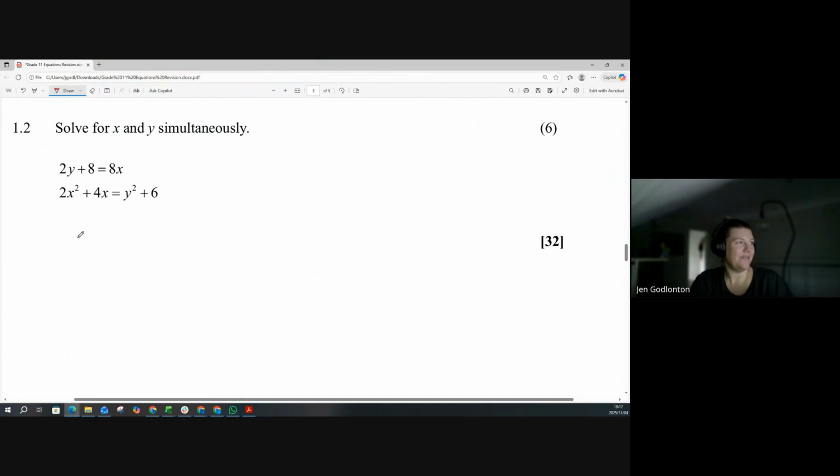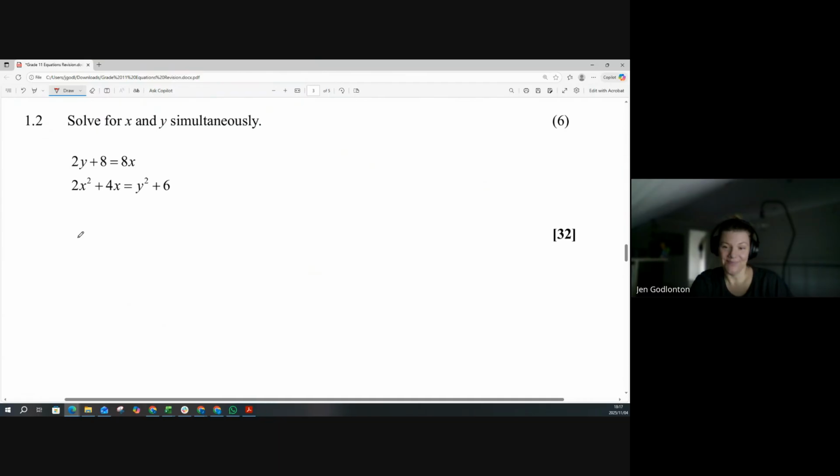Next, everyone's favorite. You're guaranteed to get one of these, absolutely guaranteed. It will be in everyone's paper one. You will get a simultaneous equation and it will be worth 6 marks. I'm telling you flat out straight that's going to happen.